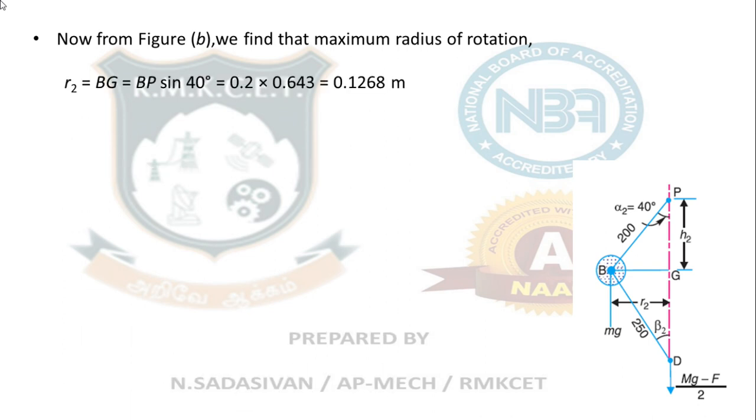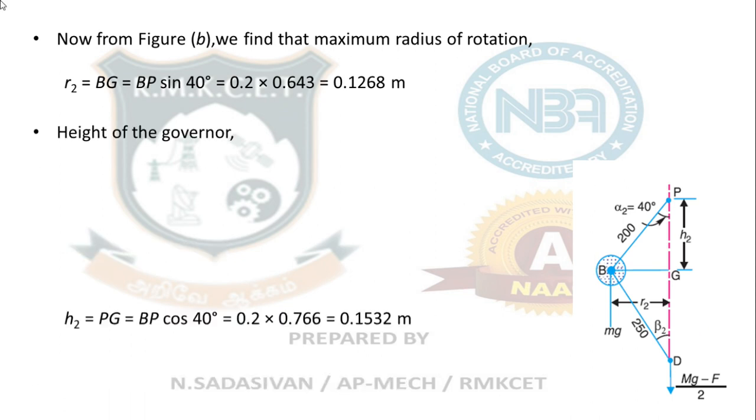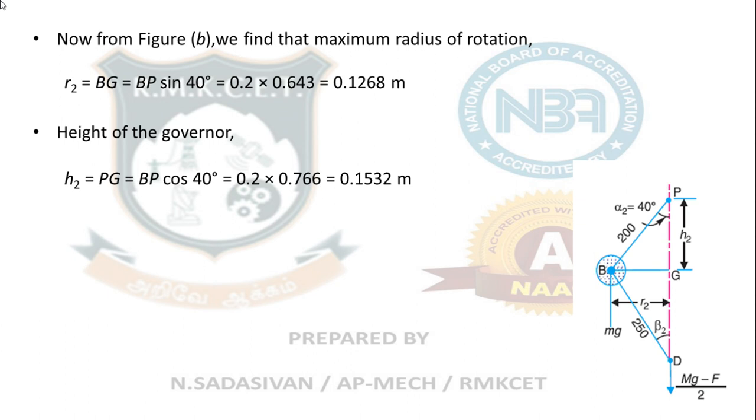So alpha is known directly. So using alpha, I am going to write sin theta for this triangle. So sin 40 equals R2 by hypotenuse 200. So 200 sin 40 is your R2. So 0.2 into sin 40, 0.1268 is R2. Okay. So that's how I find out the radius. Similarly, cos theta, if you put, you will get the height of the governor. So height of the governor, R cos 40, comes around 0.153.